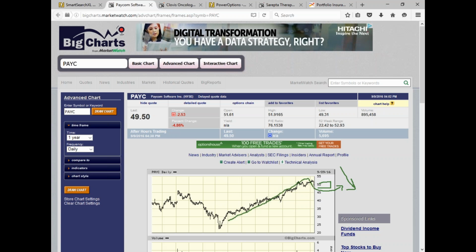When I open a married put position, it's because I have the expectation that the stock's going to move up maybe 4 to 8% in the next 20 to 40 days.